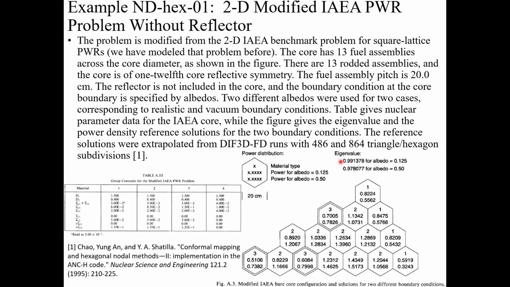For example, this is the K eigenvalue, this is the K effective. And the normalized power is shown here. So this one is the assembly power for albedo 0.125. And this power is for albedo 0.5. And the first integer is the material index. So this is material number 1, and material number 2, and material number 3. In this case, material number 4 is not used.